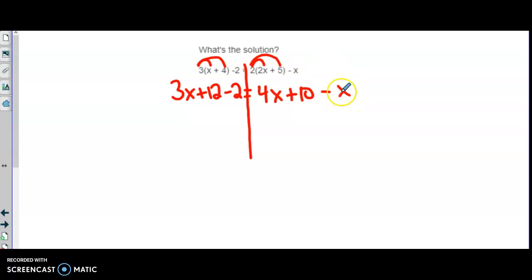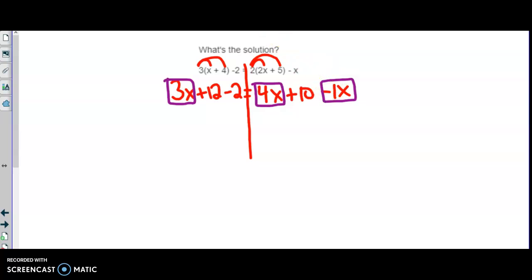Now, since I don't see a number there, I'm going to go ahead and put a 1. Remember, it doesn't matter if you write it with or without the 1. You just have to understand that there is a 1 there. Now, let's find all of our x's. Let's box them all off.